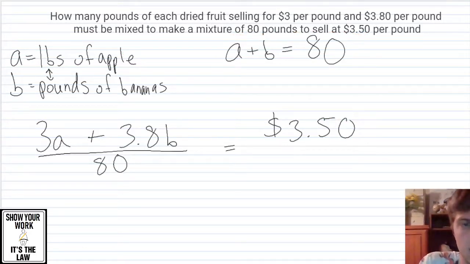Let's get our apples by themselves. Do we want apples by themselves? Yeah, we want apples by themselves. So a plus b equals 80, subtract b, and that gives us a equals negative b plus 80.